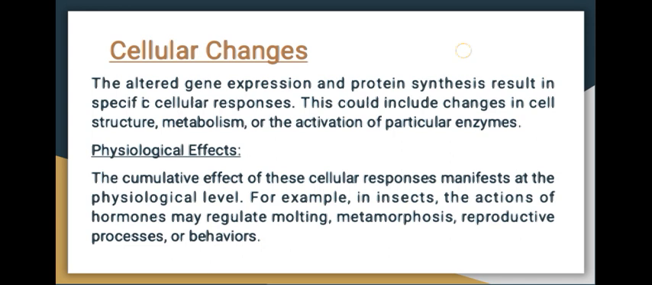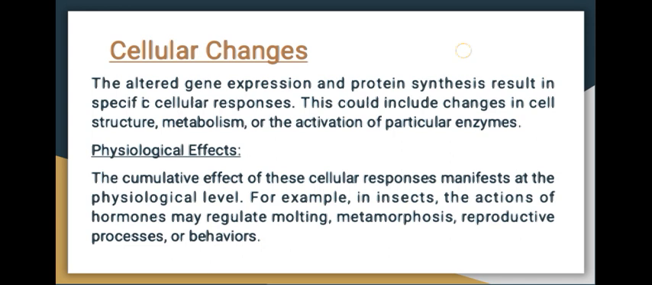Then feedback mechanisms are there. Throughout this process of hormone action, feedback mechanisms operate to maintain balance. Excessive cellular response may trigger feedback loops that regulate the hormone's production or signal transduction pathways. Feedback regulation: the cellular responses triggered by hormones often feed back to the glands responsible for hormone synthesis. This feedback can be negative, where the cellular response inhibits further hormone production.